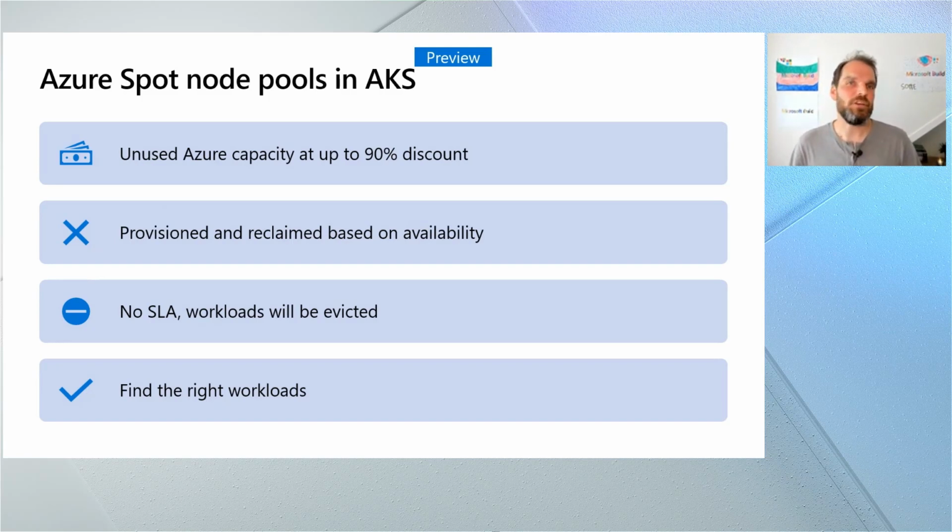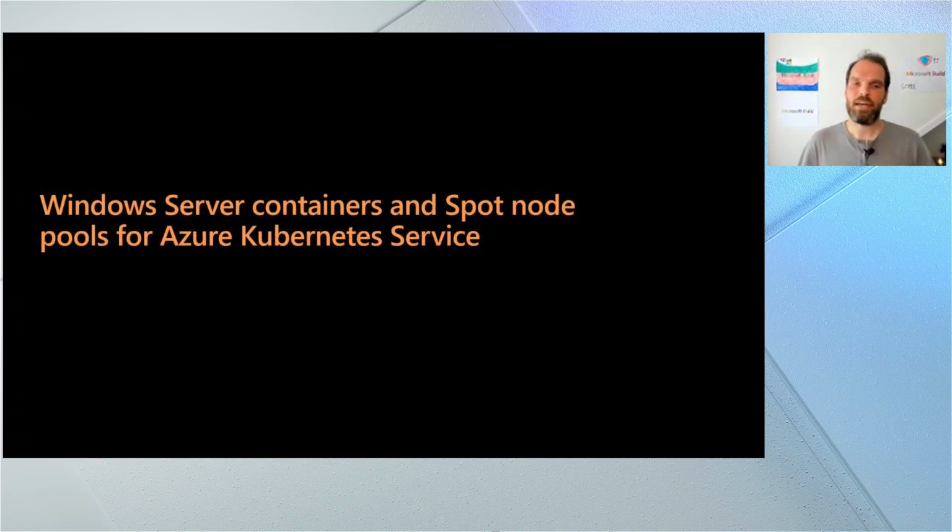But you need to remember it also goes the other way. Spot node pools come with no SLA, and at any point in time, the VMs can be reclaimed from your cluster and be deleted, which means that your workload will stop running and be evicted from the nodes. So it's important that you find the right set of workloads to use with Spot node pools. Typical scenarios are things where you have background processes that are not time critical to user input. And of course, workloads that are built in a way where they can sustain being evicted and being terminated at any point in time without data loss. So let's go ahead and take a look at Windows Server containers and Spot node pools and how they work in AKS.